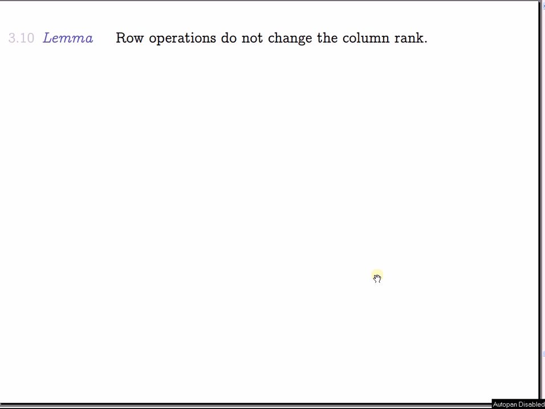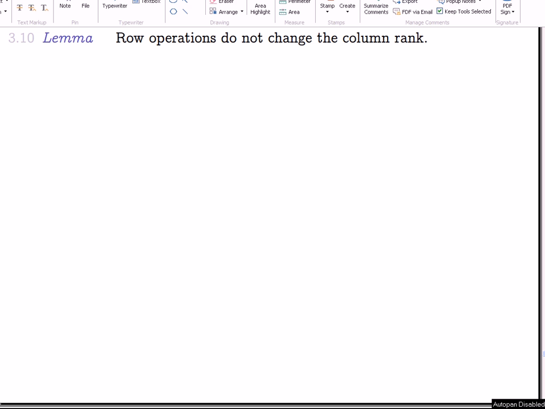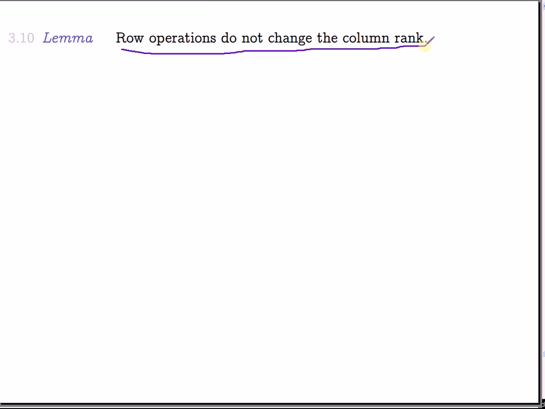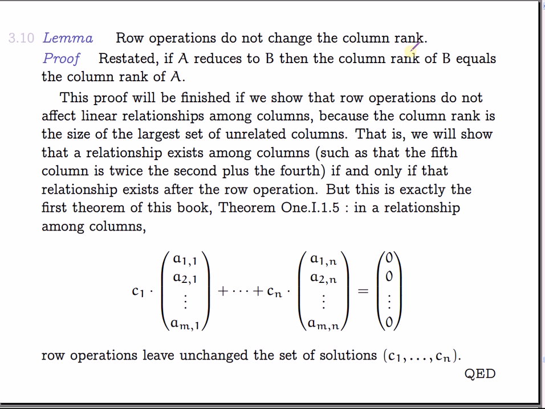Okay, we continue in our investigation of column space by proving this lemma that row operations do not change the column rank. We know that row operations don't change the row rank, that is the rank of the row space. It turns out that the same thing is true for the column space. In other words, if A reduces to B, then the column rank of B equals the column rank of A.